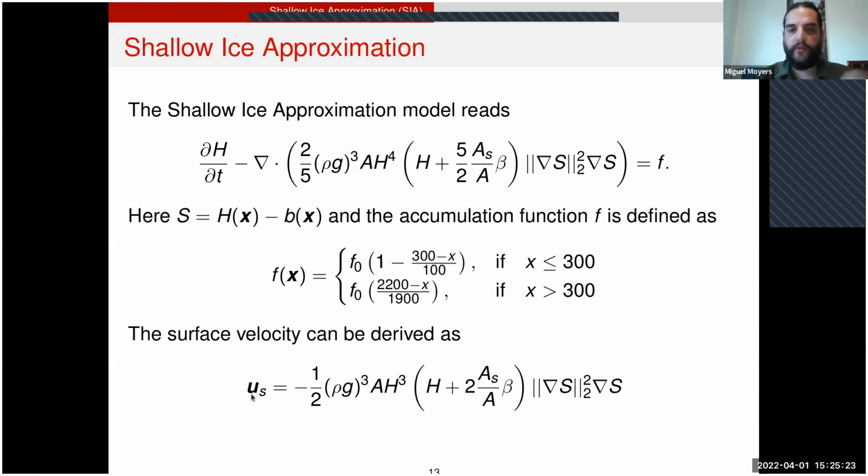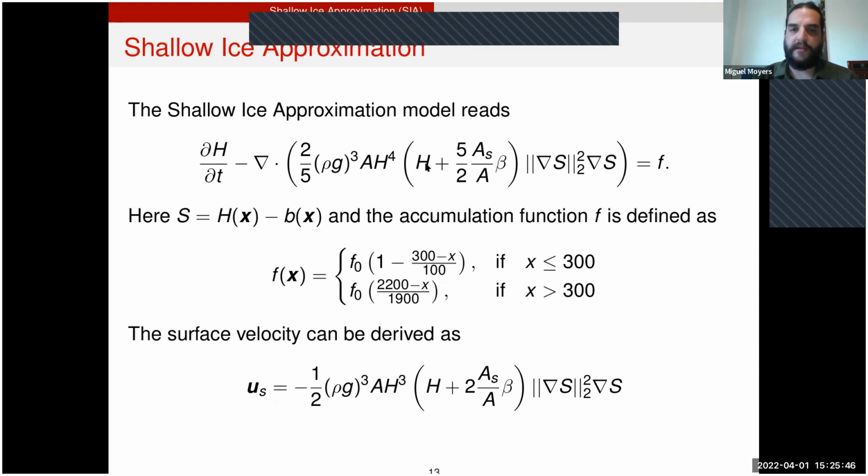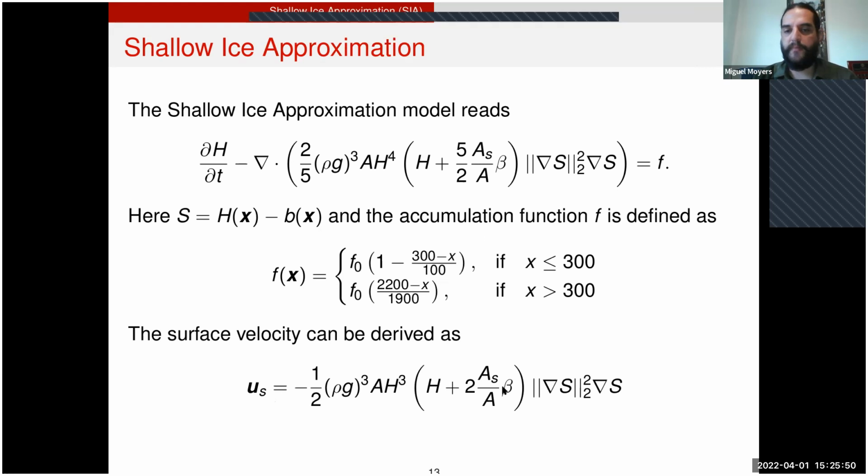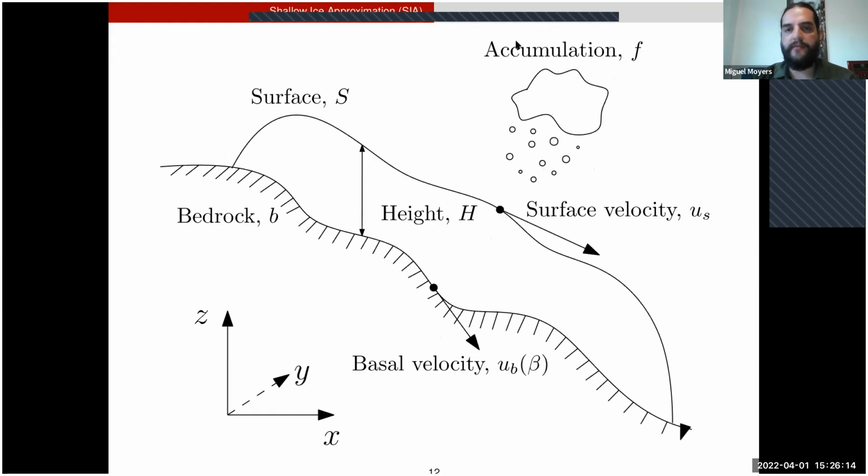Okay, so through all these simplifications, we can get an equation for the evolution of the thickness or the surface, and an equation for the velocity. So if we can get data from the field or synthetic data or whatever, if we can get data for S and for U, well, the point is, can we recover H and beta? And if we recover H, well, we know S, we know H, we can infer the bedrock, right? So that's the main point. So that's the shallow ice approximation equations. F is an accumulation function. So if you see here, this F can tell us the accumulation of snow, so it's accumulation and ablation.